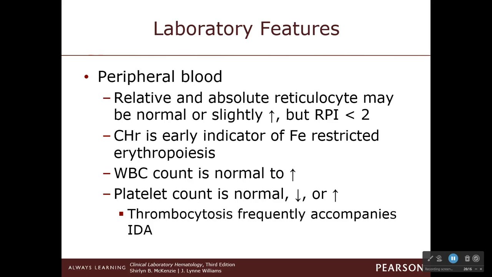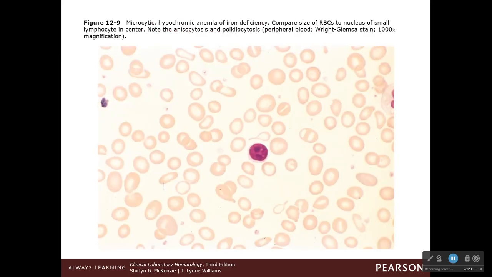The big thing, guys, is remember microcytic hypochromia. That's the thing about IDA. You need to know microcytic hypochromia. Okay? And you'll need to correlate what MCV is, MCH, and MCHC. Those are the important things right there. Okay? As you go. All right?